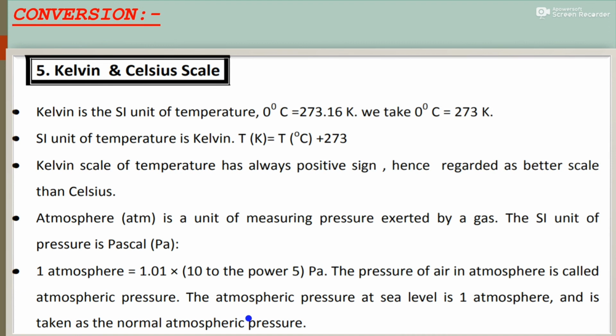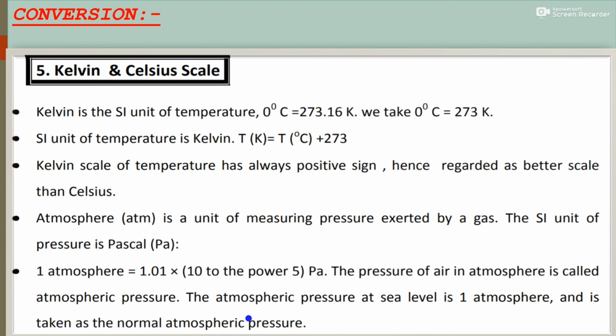To find Kelvin, we have to add 273 to Celsius because 0 degree Celsius is equal to 273 Kelvin. The Kelvin scale of temperature always has a positive sign, hence it is regarded as a better scale than Celsius, because Celsius may have a negative sign.